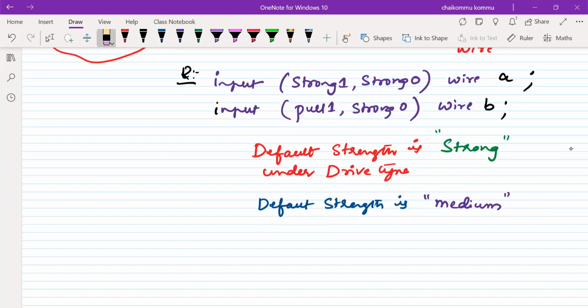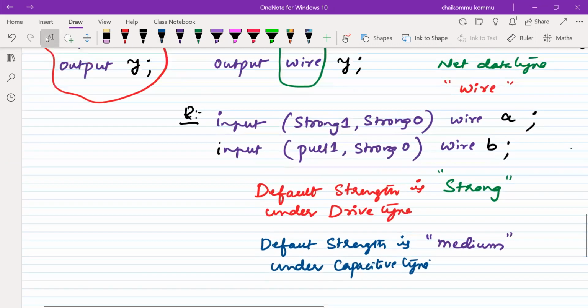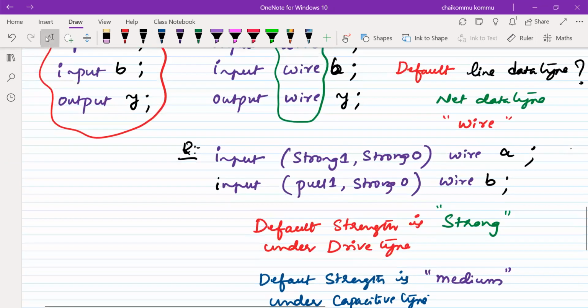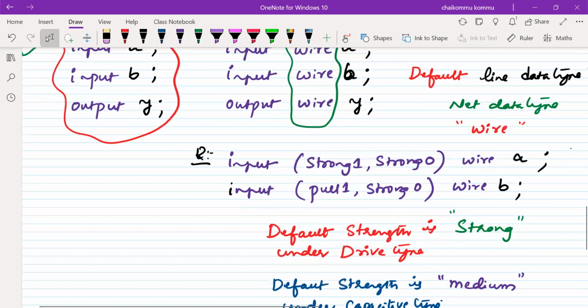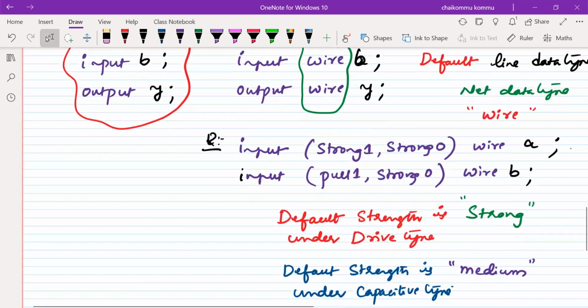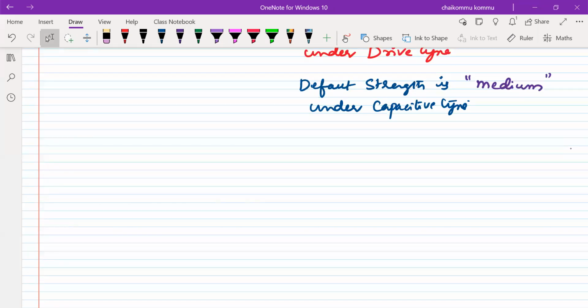under capacitor type. Okay, so this is how we have to remember in your mind. This is the theory behind the strengths related information. Let us now apply it on a particular circuit diagram, to see how these strengths are useful in order to resolve some kind of contention. Okay, contention resolution.